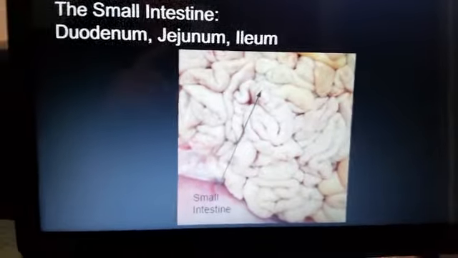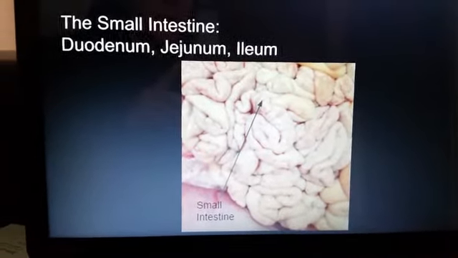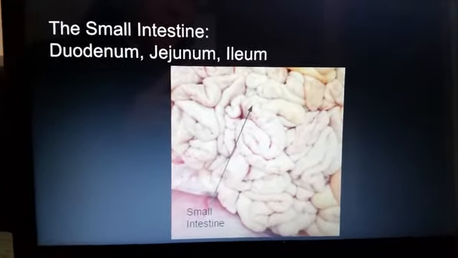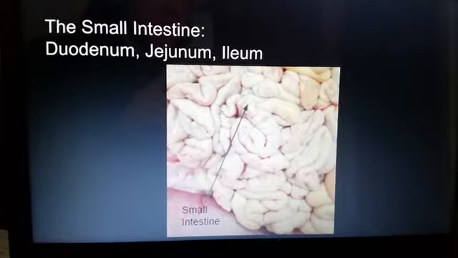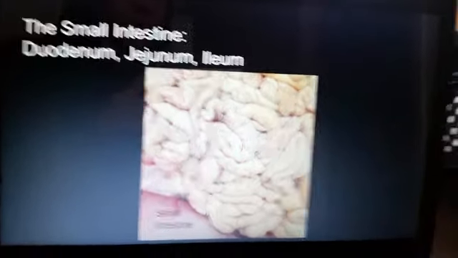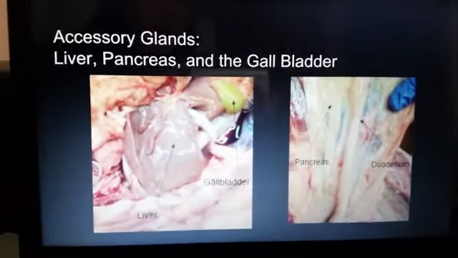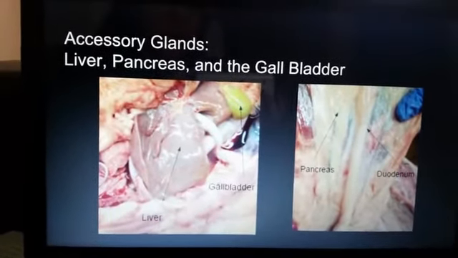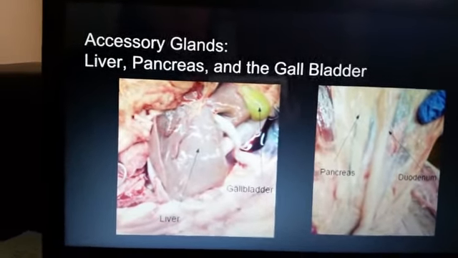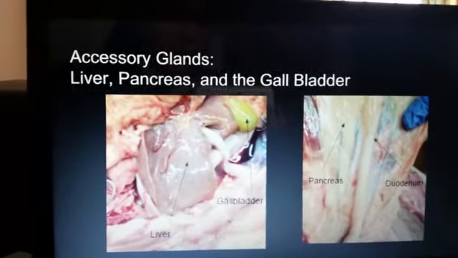Once the digesta passes through the last stomach compartment, the abomasum, it will enter into the small intestine. The first portion of the small intestine is the duodenum, followed by the jejunum and the ileum. While looking at the digestive portion of the animal, you will also notice some accessory glands, including the liver, the pancreas, and the gallbladder.